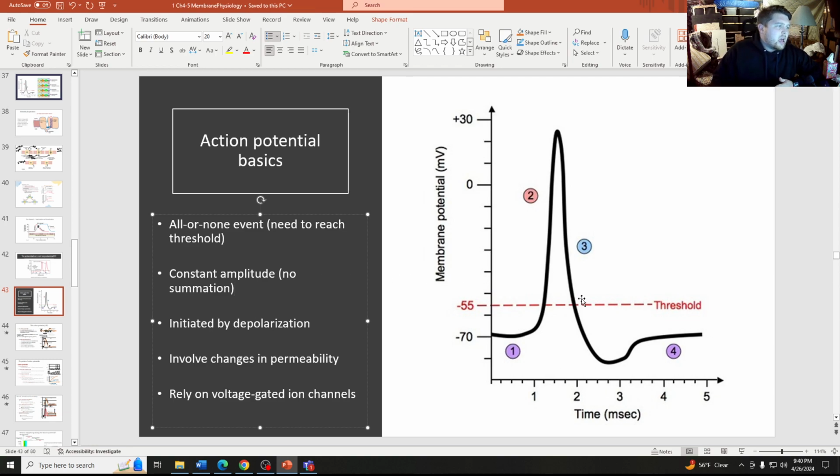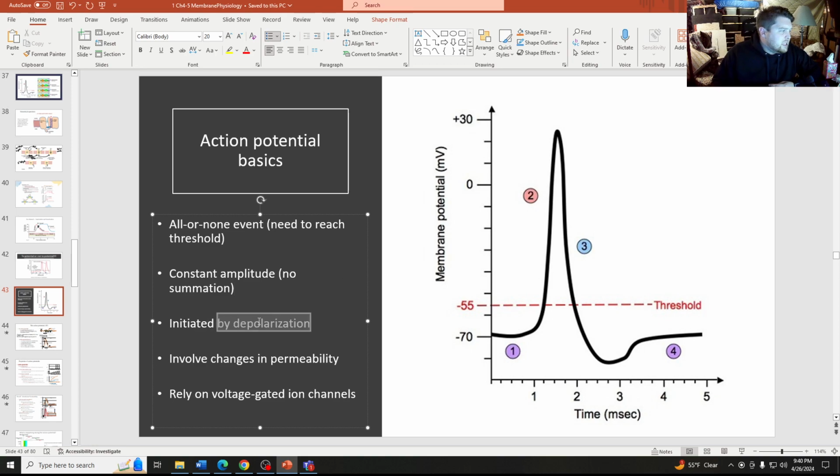Additionally, our action potentials are going to have a constant amplitude. So that height value is going to be constant. We're not going to get small action potentials or bigger action potentials. No, it's always going to be the exact same. It either happens or it doesn't, and it's the same amplitude every single time.